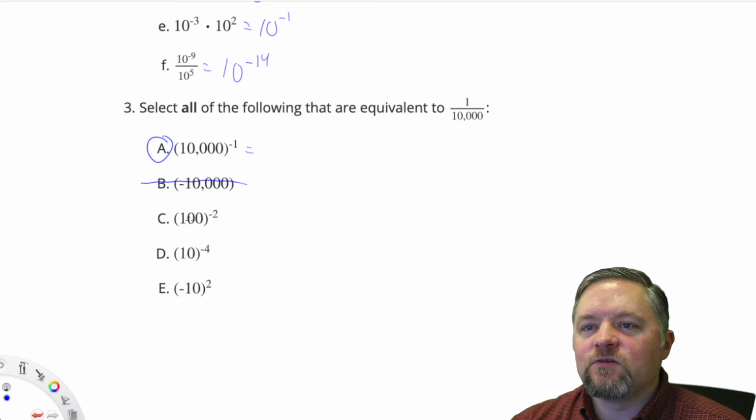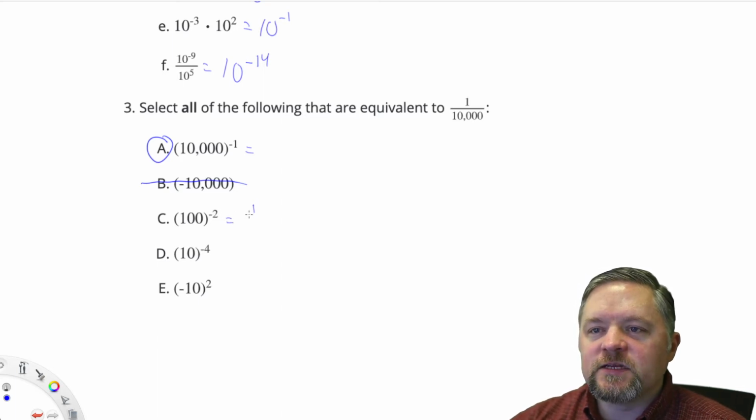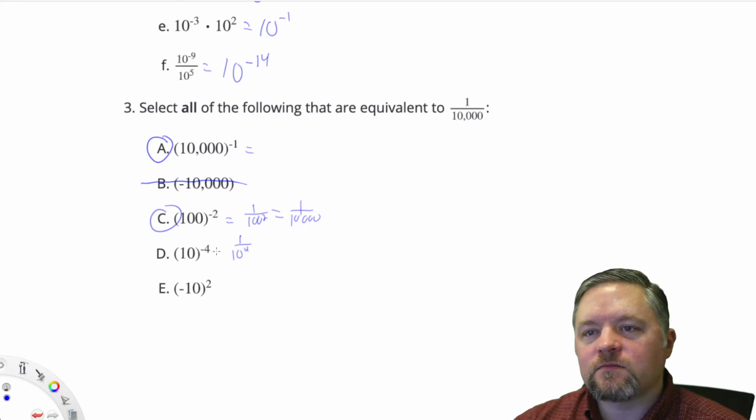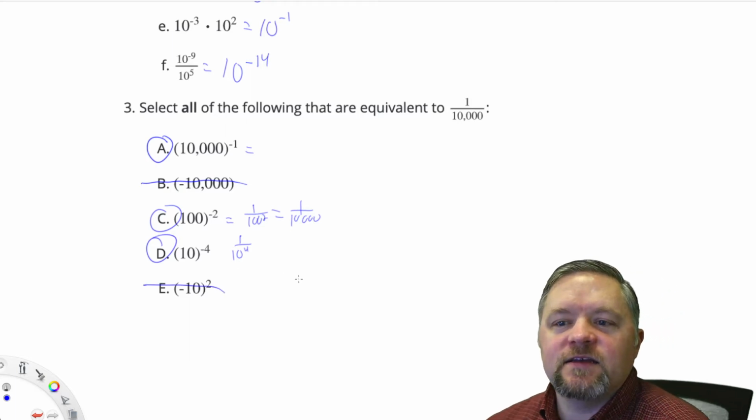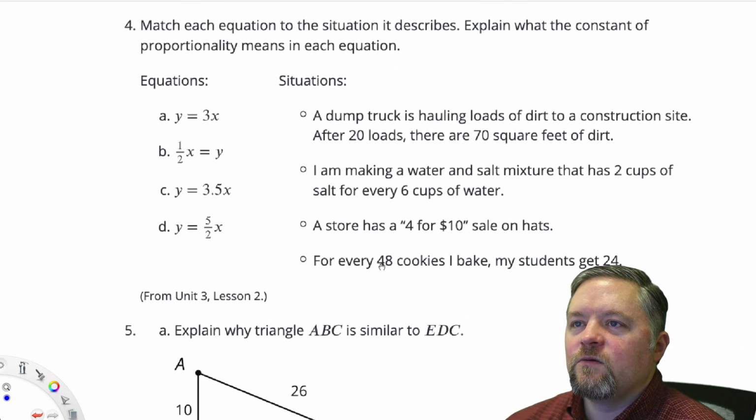C is 100 to the power of negative 2, which means 1 over 100 squared. 100 times 100 is 10,000. So this one works. 10 to the negative 4, which means 1 over 10 to the power of 4. 10 to the power of 4 is 10 times 10, which is 100, times 10, which is 1,000, times 10, which is 10,000. Yes, that one works. Negative 10 squared, well, negative 10 times negative 10 is positive 100. That one doesn't work. So A, C, and D. What have we got next?